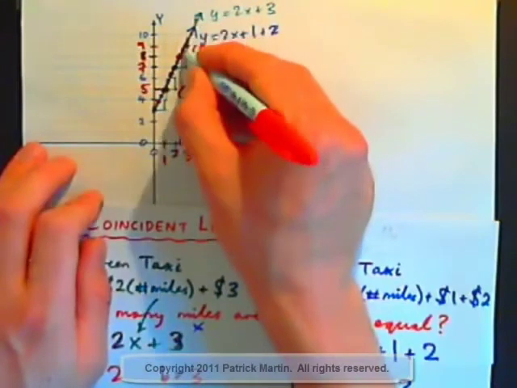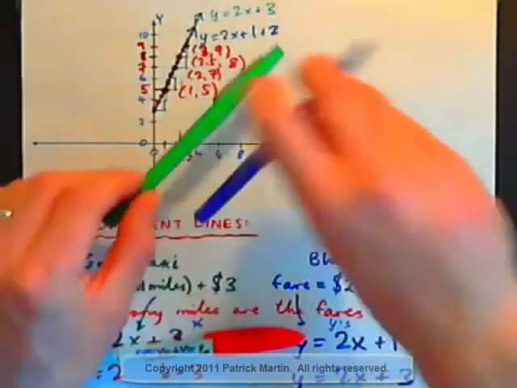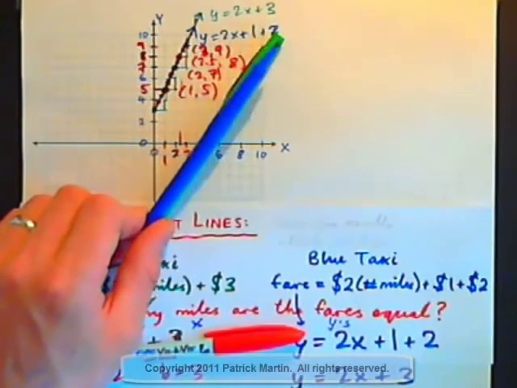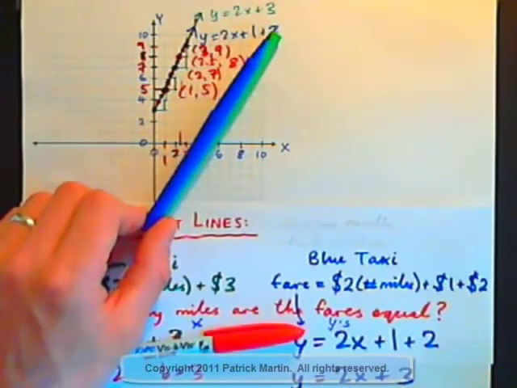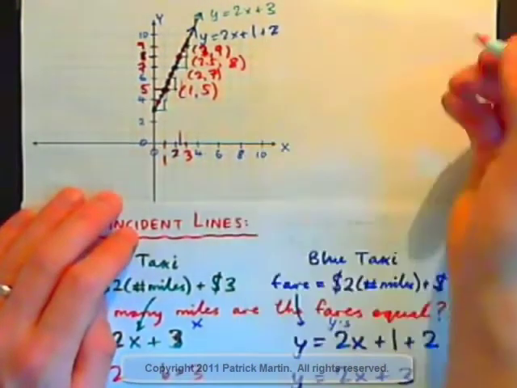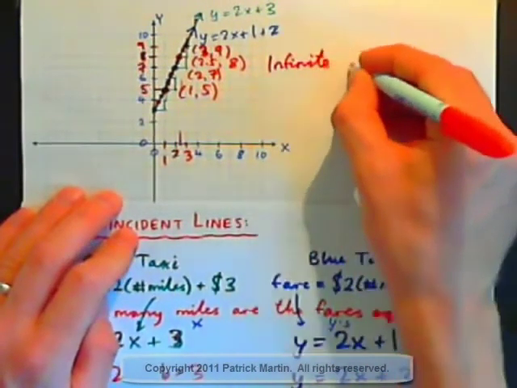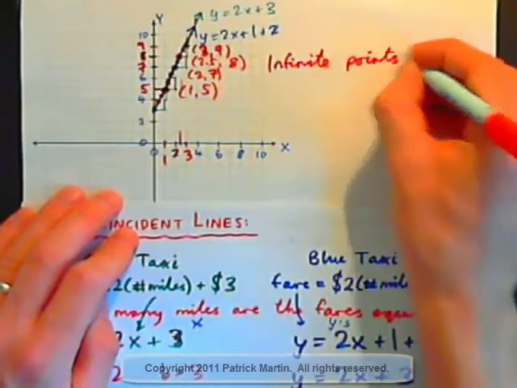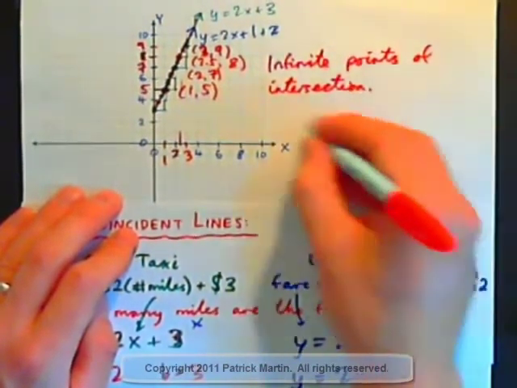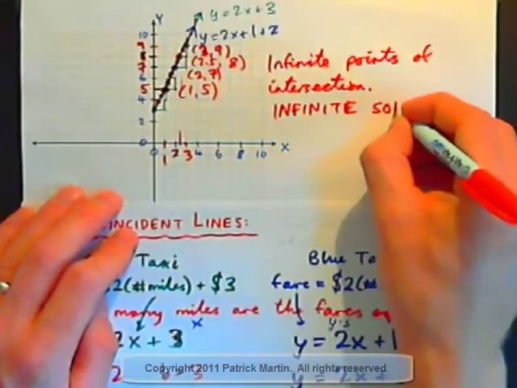How many points of intersection do we have between two lines when they're on top of each other like that? One goes like that, the other is on top. How many times do they intersect? 10 times? 100 times? 1 million? 1,000? How about infinite? Doesn't it have infinite points of intersection? Right? So, in other words, infinite solutions.